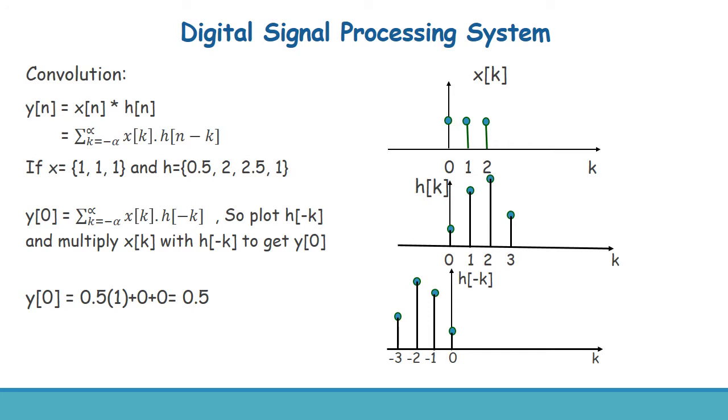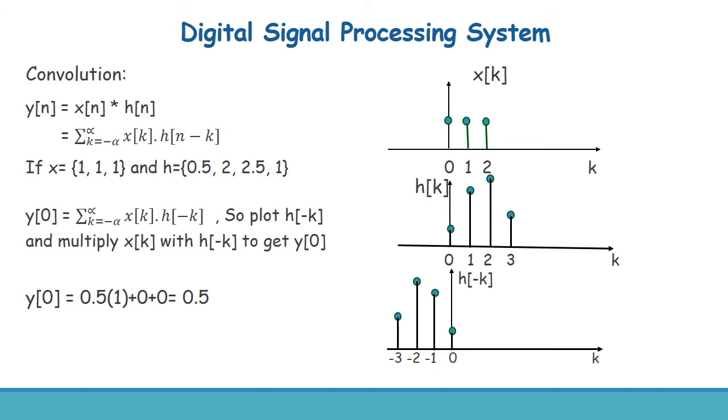So initially if I substitute 0 for n, the formula becomes summation k from minus infinity to plus infinity x of k into h of minus k, because n becomes equal to 0. So what you have to do is multiply x of k with h of minus k. That means the individual samples at every value of n are multiplied. If you see, the overlapping value is only at 0, all other samples do not overlap. That means if you multiply, you will get 0 for all other values of n.